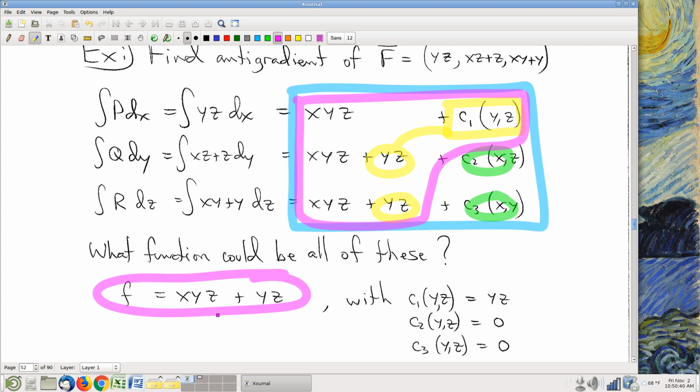So you see the game element of it, right? You have to have the clever insight to realize what those constant functions on the right need to be so that it all fits.